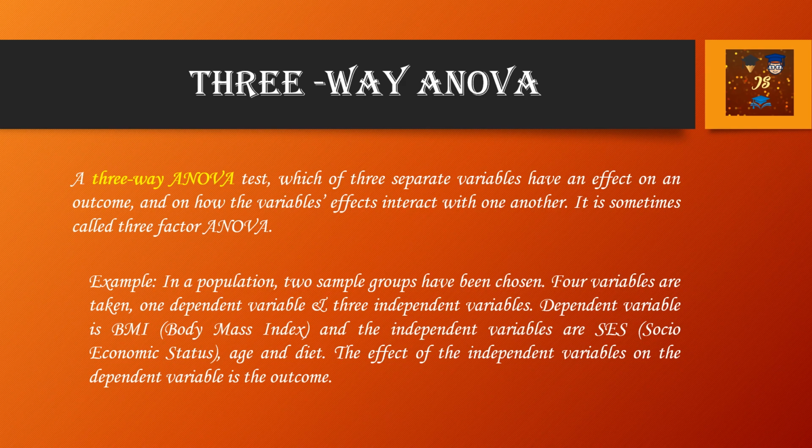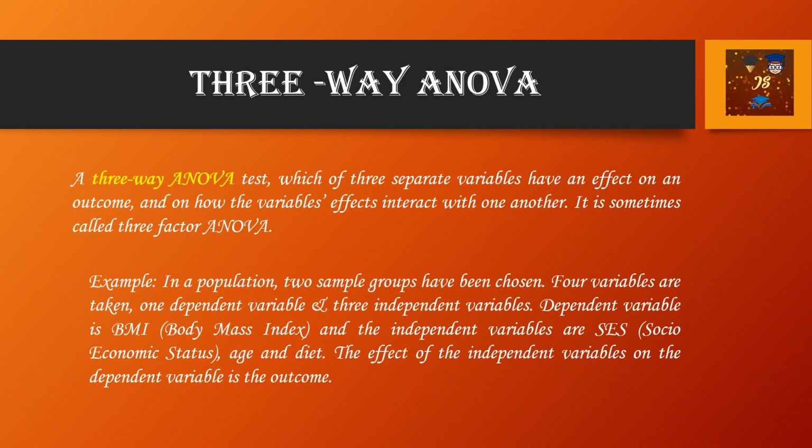Let's see the example. In a population, two sample groups have been chosen, just like in the one-way ANOVA and the two-way ANOVA. Four variables are taken. Remember, four variables are taken. One dependent variable which is fixed and three independent variables. Now, the dependent variable is BMI, which was also taken in case of the one-way ANOVA and the two-way ANOVA. That is the body mass index.